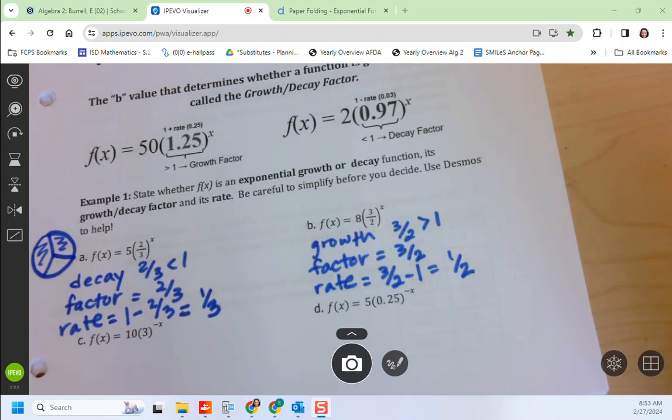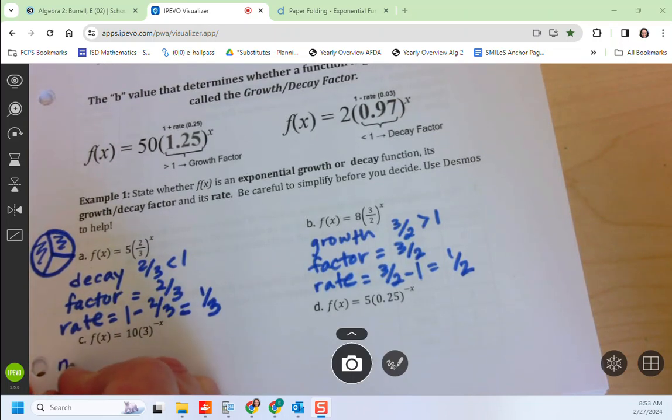All right, C is tricky. Let's look at C. What's different about C? There is a whole number in front. Oh, there's a whole number for the base, true. Mm-hmm. There's a negative exponent. Do you guys remember what a negative exponent does? Let's see. A negative exponent takes the reciprocal.